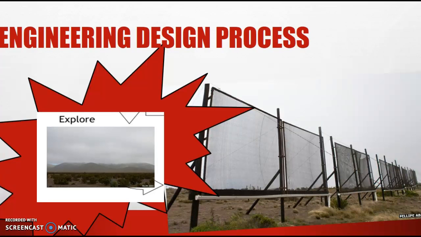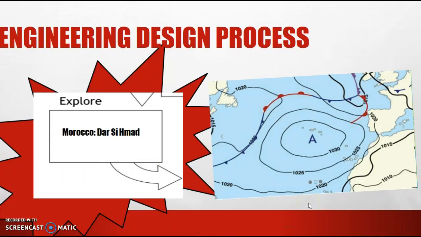Alright, so in my exploration phase, I looked at some real pictures of fog catchers. So there you can see they're basically netting where the water collects or condenses and drips down and collects in these tubes and eventually drips into a collection bin.